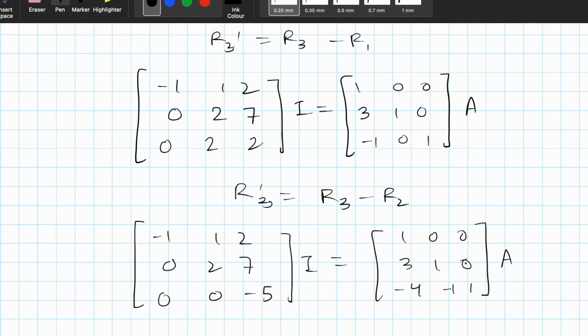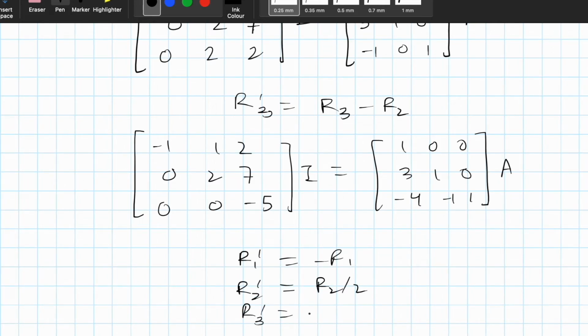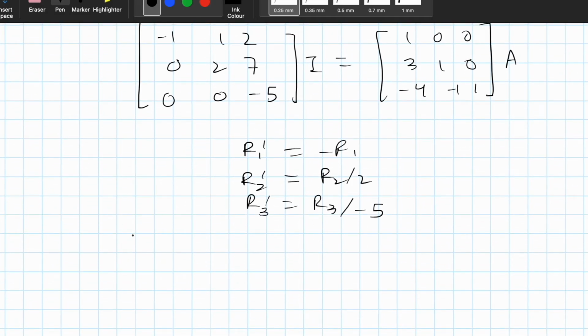This is exactly what's been happening here. Now let us actually make this into the identity matrix. So first we'll have to multiply the first row, row 1 dash, by minus 1. Secondly, we have to make row 2 dash as 1 by 2 times row 2. And thirdly, we have to make row 3 dash as row 3 by minus 5. So let's perform all these operations as well.